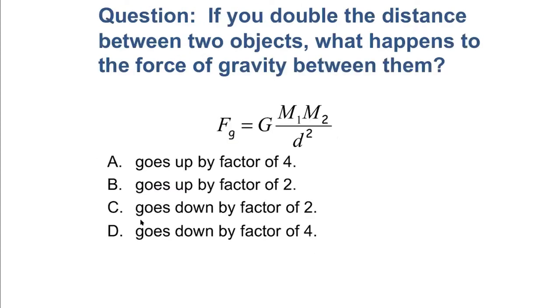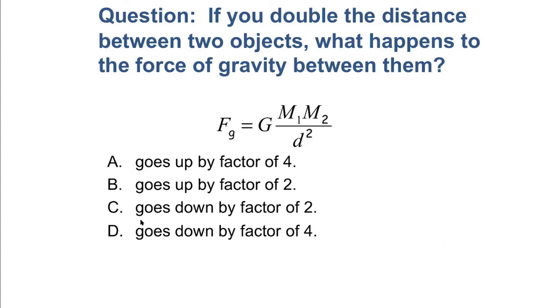Okay, here's another one for you. This is the kind of question that I like to ask because it shouldn't even really have to use a calculator for this one. This is a question that tests whether you understand how these kinds of equations work. So here's the question. If you double the distance between two objects, what happens to the force of gravity between them? Does it go up by a factor of 2 or 4, or does it go down by a factor of 2 or 4? I'll give you some time to think about it and then come back and we'll discuss it.